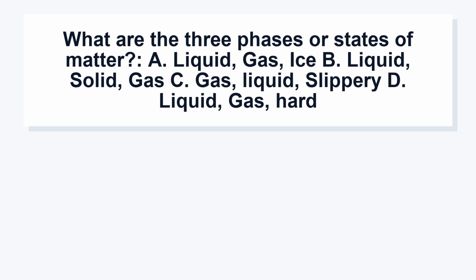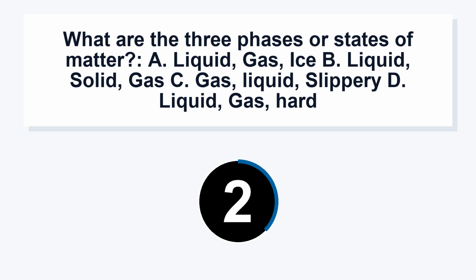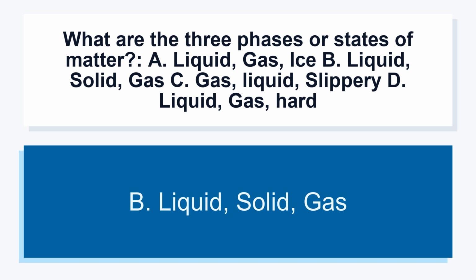What are the three phases or states of matter? A. Liquid, gas, ice. B. Liquid, solid, gas. C. Gas, liquid, slippery. D. Liquid, gas, hard. B. Liquid, solid, gas.